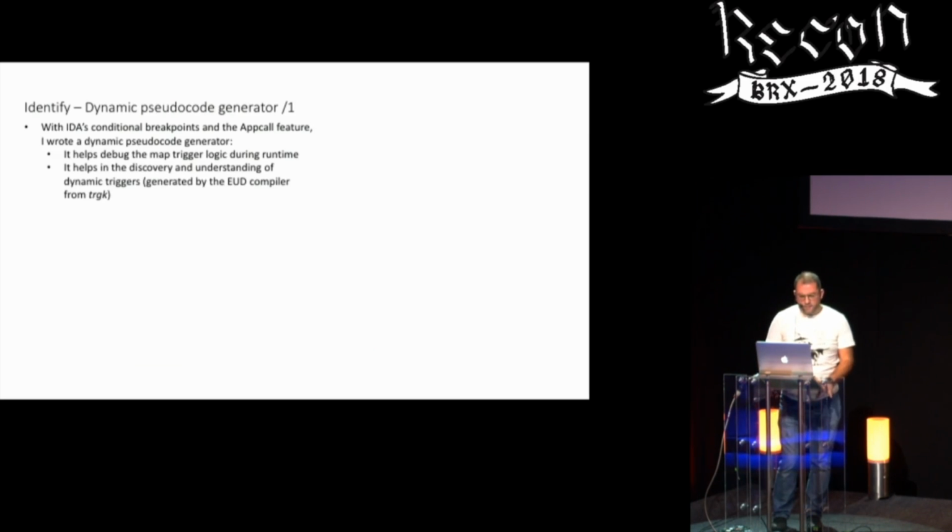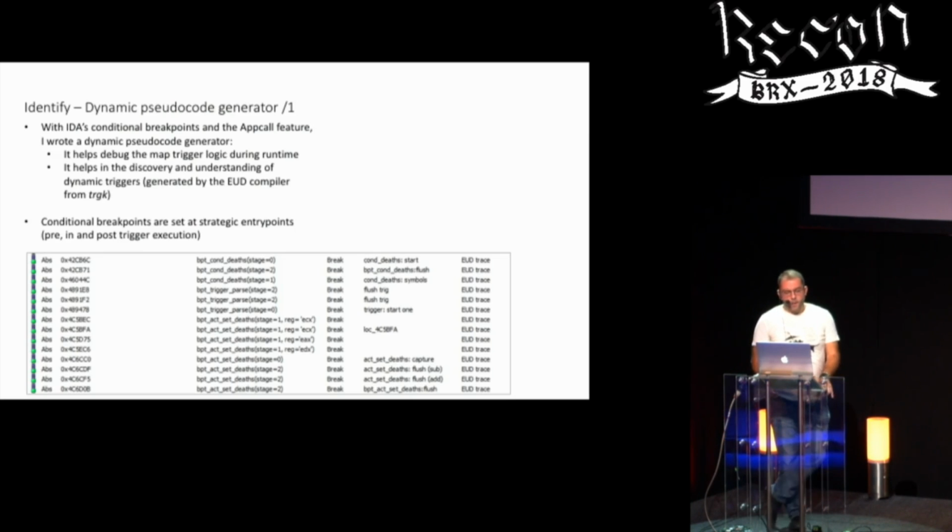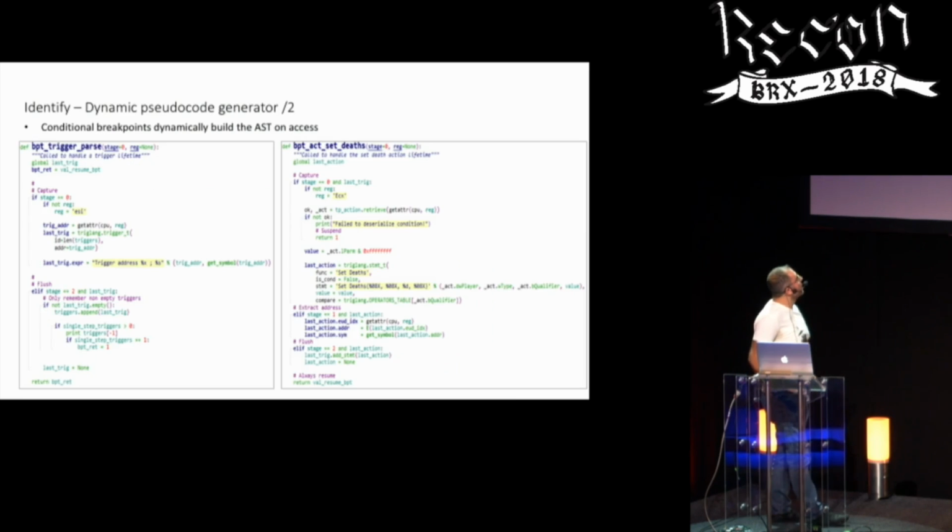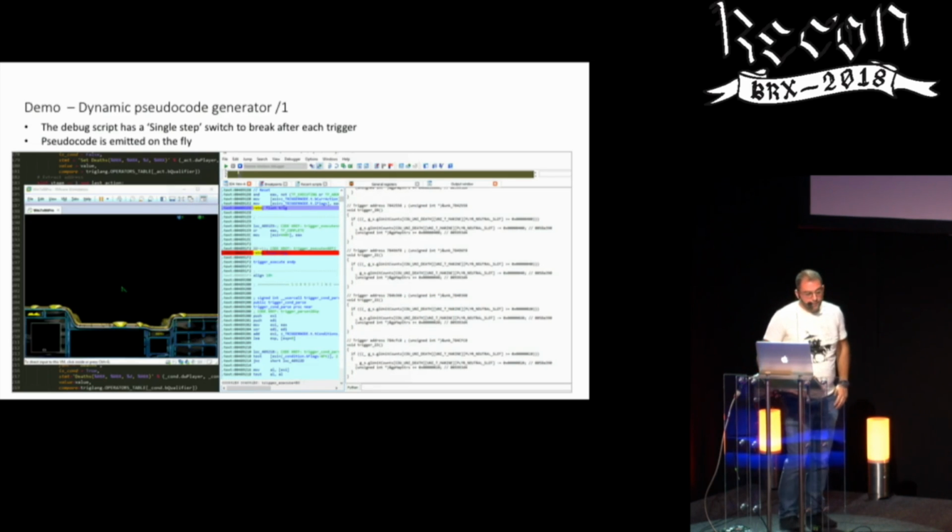So let's continue real quick. Then I used conditional breakpoints as well in IDA to generate the code on the fly. I put conditional breakpoints on strategic locations: before the trigger is executed, before the condition, after the condition, and whatnot. This is just a screenshot of the conditional breakpoint that is executed within IDA, and this is how it builds the abstract syntax tree and emits it as the game executes.